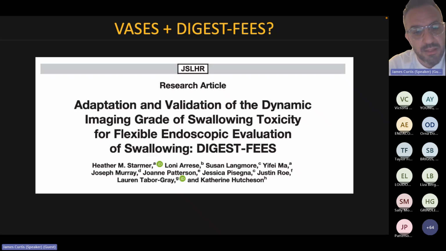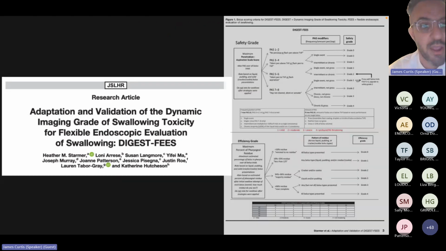So in some research that we are submitting for publication, the question is, can we use our VASES ratings from a standardized protocol to automatically derive DIGEST grades? And it appears as though we can. We need to do some additional research and investigation, but it appears as though our VASES ratings can be used to derive a DIGEST grade.